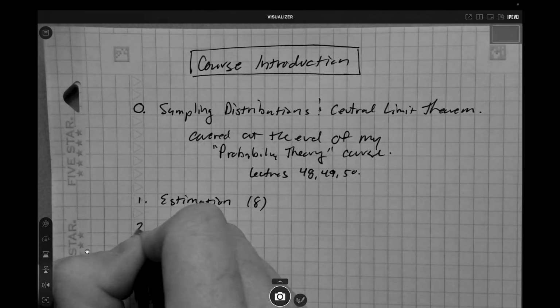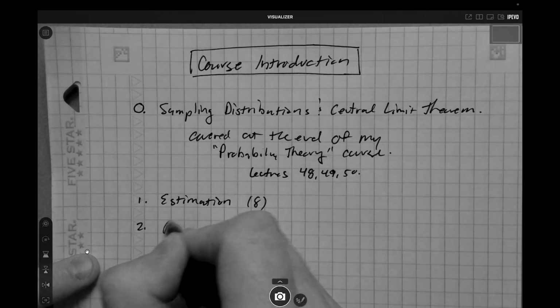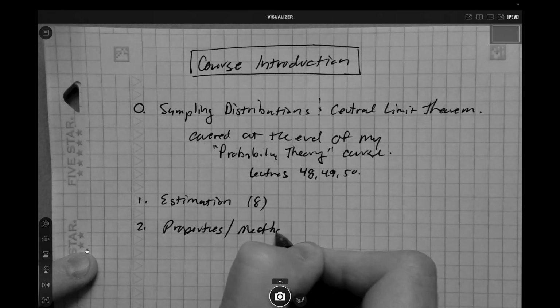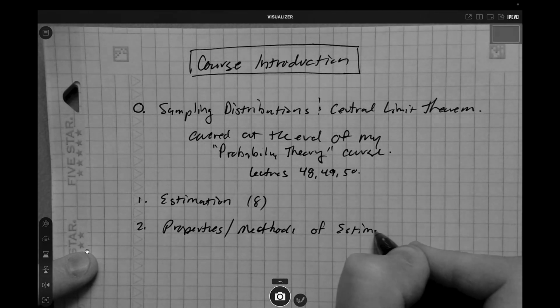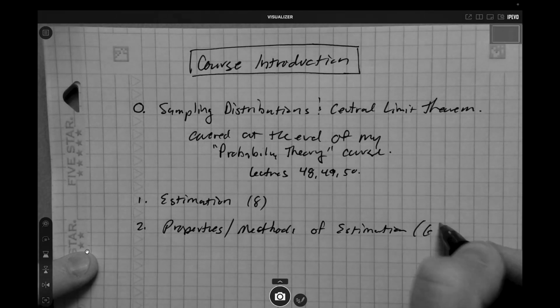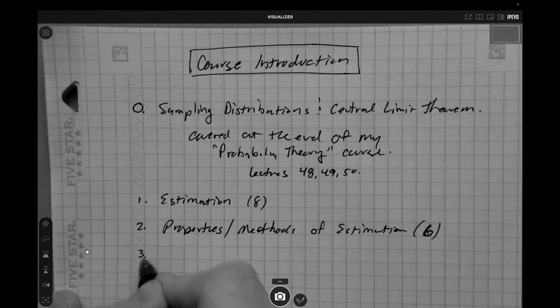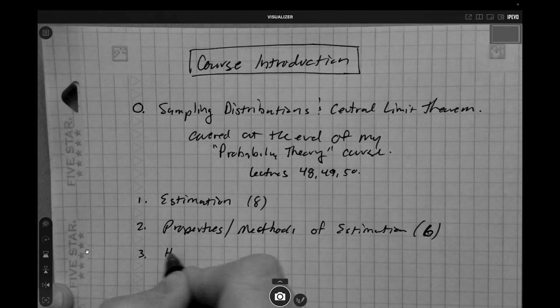After that, we're going to dig deeper into methods of estimation. So we'll look at properties and methods of estimation. There'll be about 6 lectures there. And then after that, we'll get into a very interesting section called hypothesis testing.